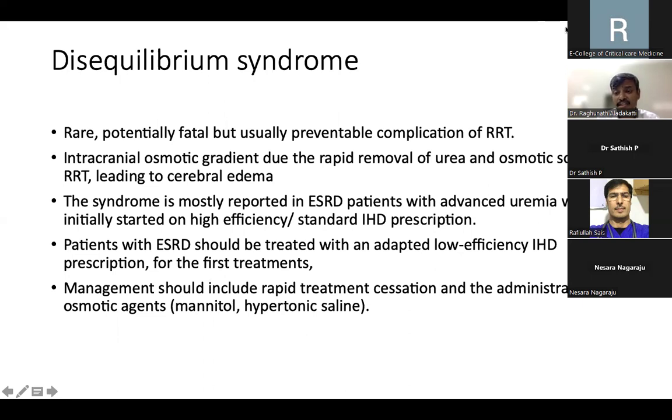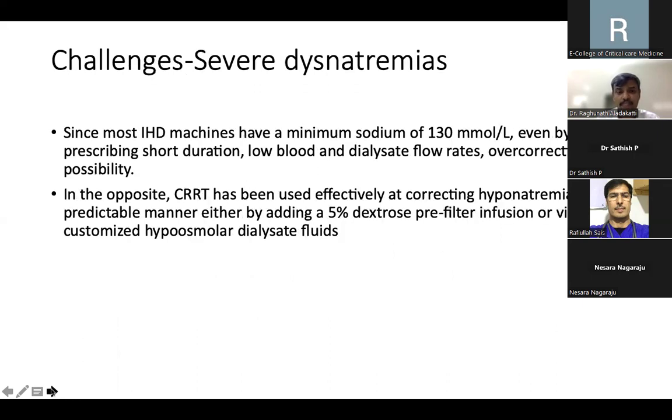The syndrome is most often reported in end-stage renal disease with advanced uremia who are initially started on high frequency dialysis. Don't increase the frequency or dose too high. Give a smaller dose, like by Kt/V ratio or URR ratio, or even by sessions. Patients with end-stage renal disease should be treated with adapted low efficiency IHD. Management should include rapid treatment with sedation, which means stop dialysis, and give mannitol and hypertonic saline.